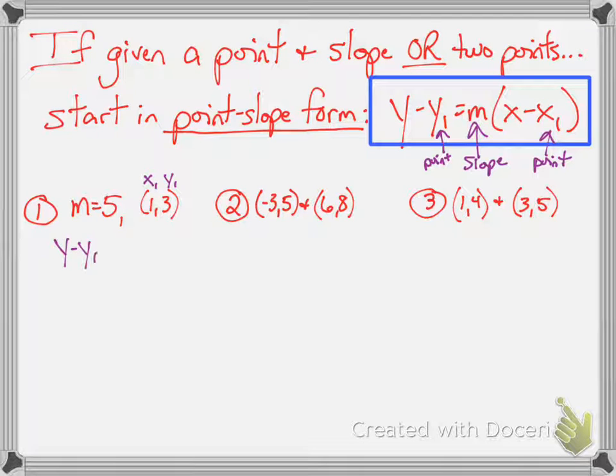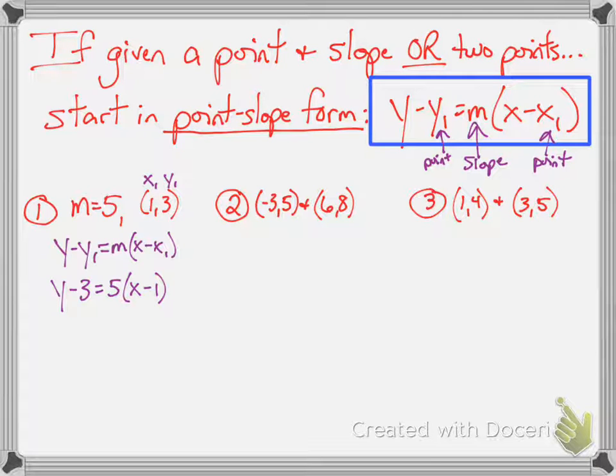So again, here's my formula. All I'm going to do is then pop the numbers in where they're supposed to go. So my y1 is 3, m is 5, my x1 is 1. So my equation would be y minus 3 equals 5 times x minus 1.